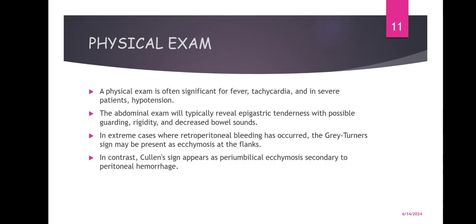Then, in extreme cases where retroperitoneal bleeding has occurred, you'll see the Grey Turner sign, which presents as ecchymosis on the flanks. In contrast, they may also present with Cullen sign, which appears as periumbilical ecchymosis that is secondary to peritoneal hemorrhage.